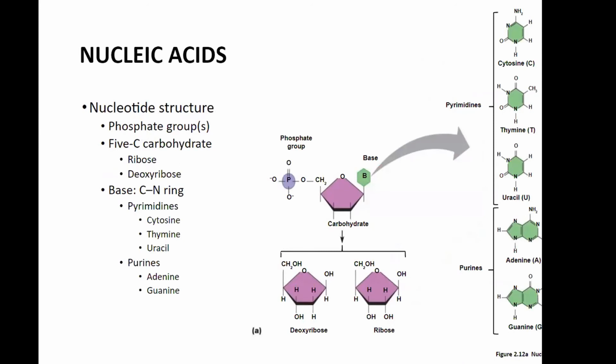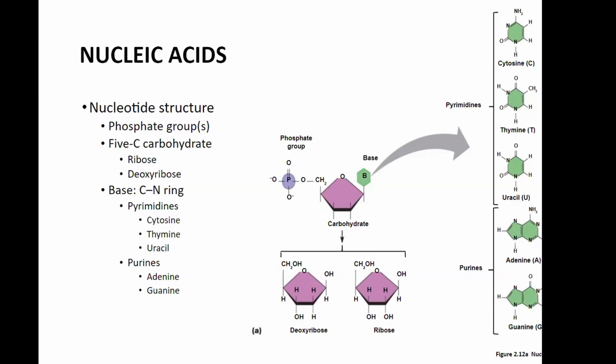Finally, our last type of biomolecule, our last type of macromolecule is the nucleic acid. So when we're talking about nucleic acids in AP Biology, we're talking about 2 specific molecules. Basically, we're talking about DNA and we're talking about RNA. They both have similar structures.